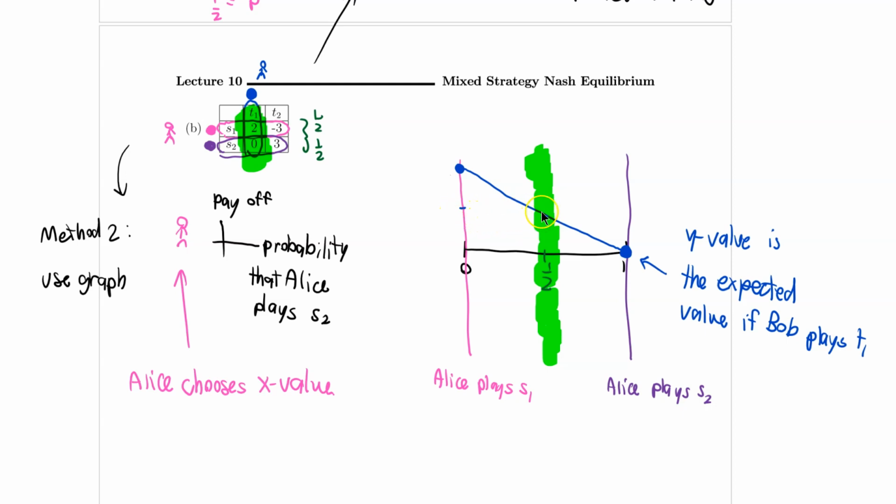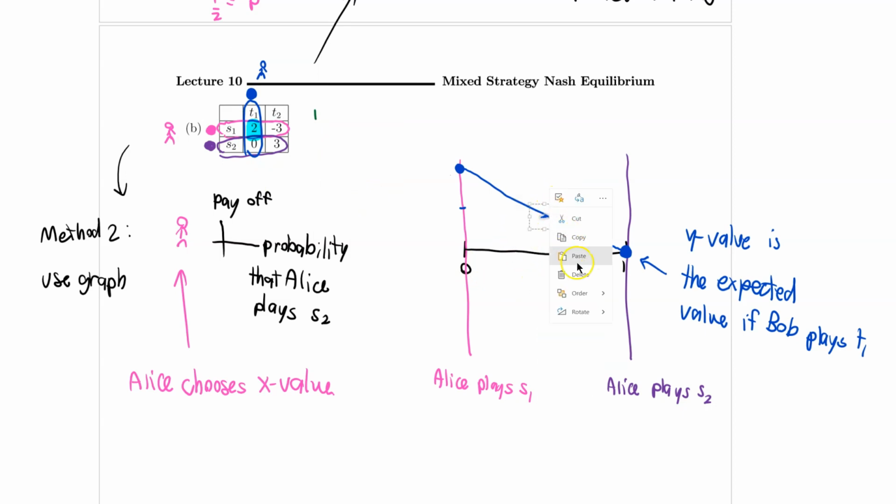So the y value of the point on the blue line is going to be the expected value of the game if Bob were to play T1, which is the first column, the blue one here. So let me erase this green thing. So then, this is for the blue part.